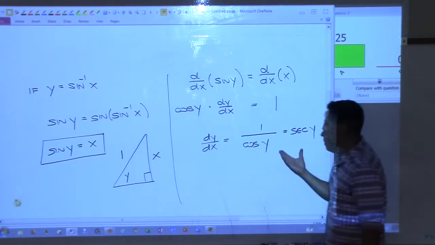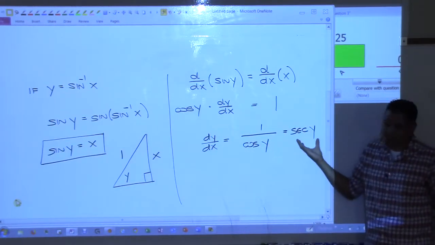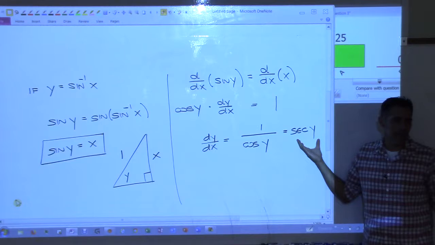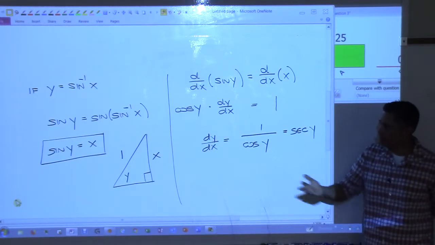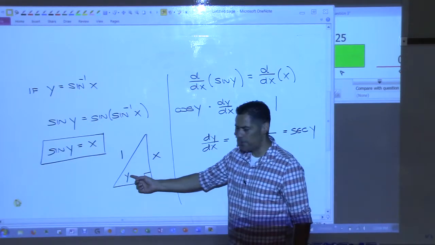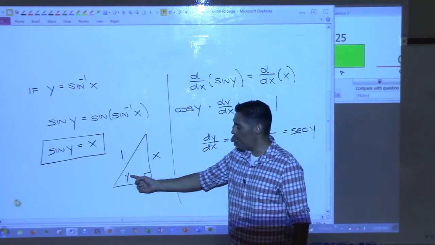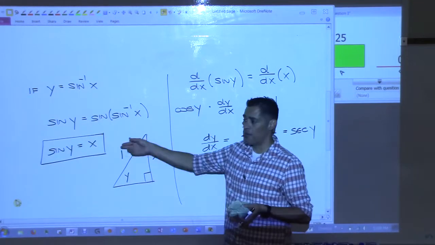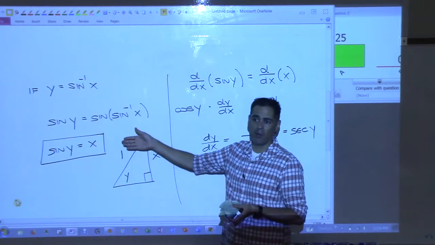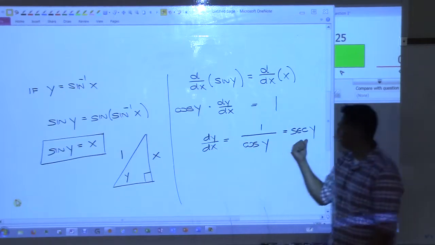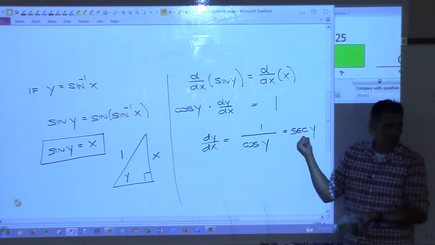What is it that we're interested in knowing? What secant of y is, right? Secant, by definition, is the reciprocal of cosine. Can you tell me what cosine of this angle is? Cosine is always adjacent over hypotenuse, right? So we don't want adjacent over hypotenuse, we want hypotenuse over adjacent, because secant is hypotenuse over adjacent.